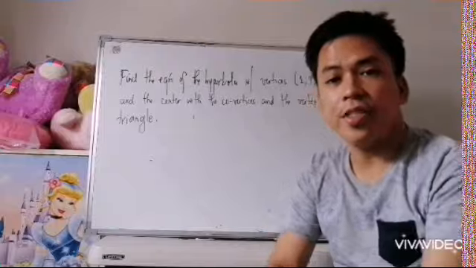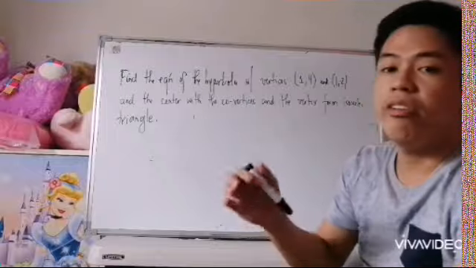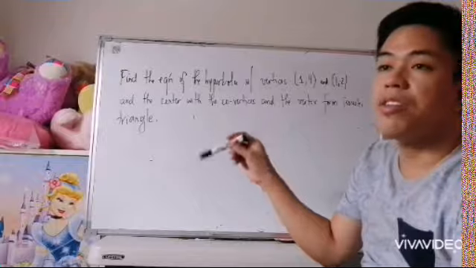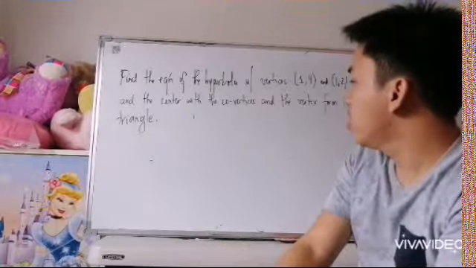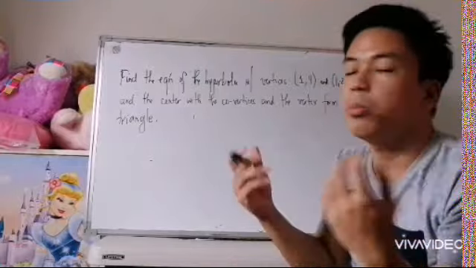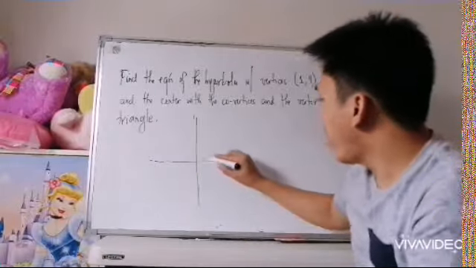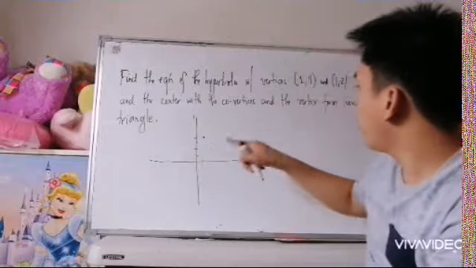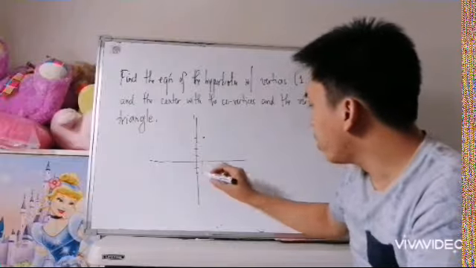Okay, so let's consider another example here. Find the equation of the hyperbola with vertices 1, 4, and 1, negative 2, and the center with the co-vertices and the vertex form an isosceles triangle. So let's plot this first in order for us to imagine how our hyperbola looks like. So this is the graph here. We have 1, 1, 2, 3, 4. So basically, this is where the vertex lies. The second vertex lies here, 1, negative 2.